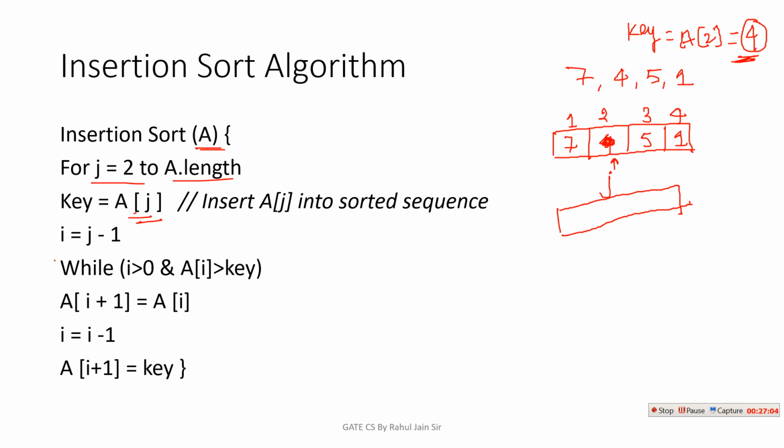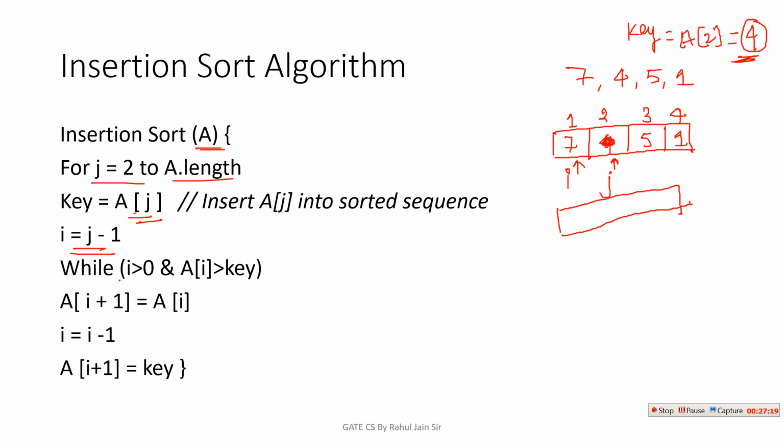Then i equals j minus 1. So I assign i here. i equals j minus 1. The place just previous to j would be assigned to i here. That is the meaning of this.